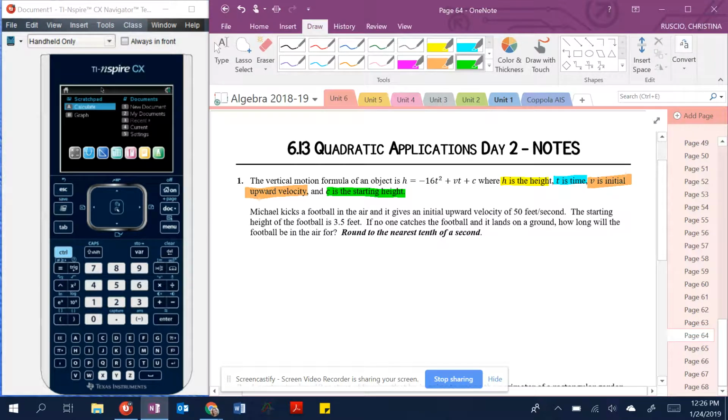Okay, so Michael is going to kick a football in the air, and that gives him an initial upward velocity. So what color should I highlight that in? If you said orange, you are correct. And it said the starting height of the football is 3.5 feet. To me, that looks like that's c. So there's the 3.5 feet.